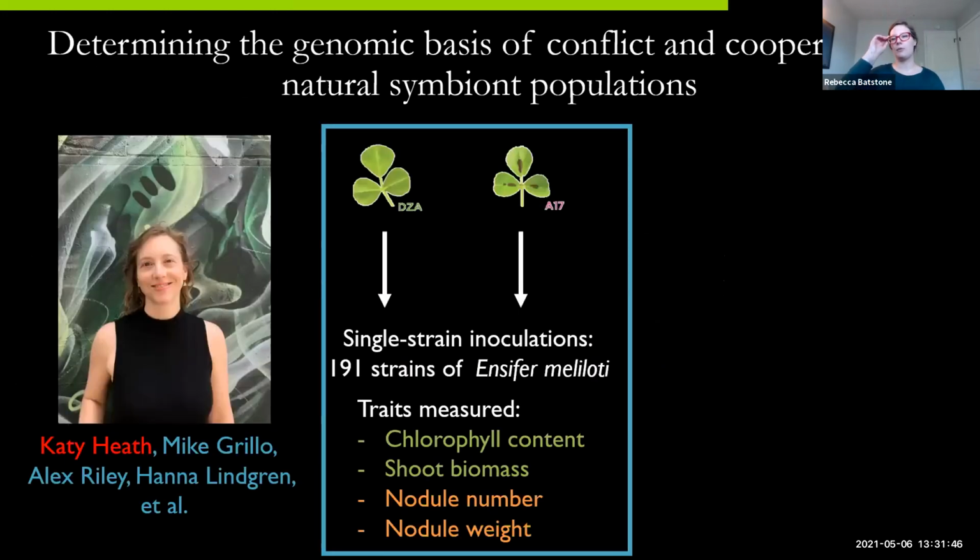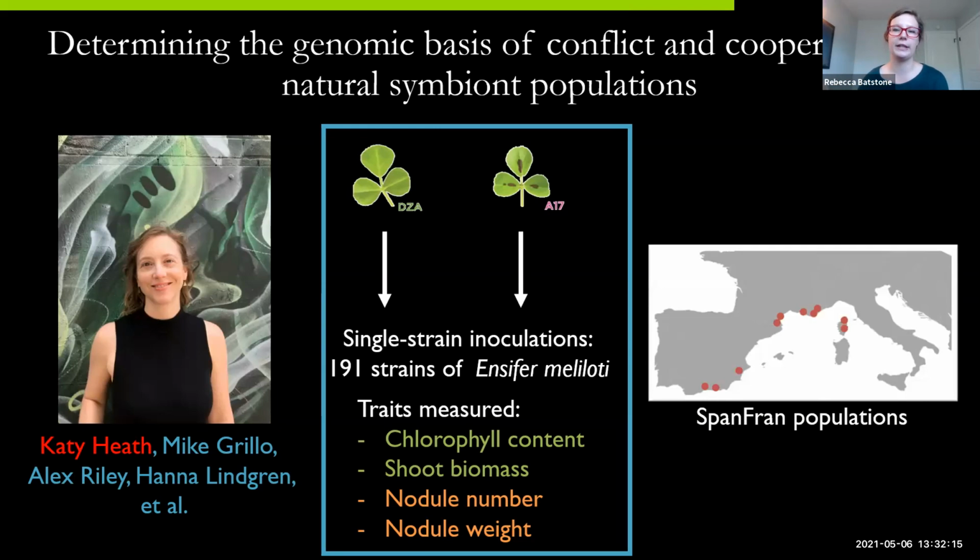Okay, so to get at whether fitness conflict or alignment is more prevalent within natural populations of rhizobia, I utilized data from two massive projects. First was a single inoculation experiment conducted in Katie Heath's lab, who's pictured to the left if you don't already know her. This involved 191 strains of Ensifer meliloti that were paired with two host legume genotypes. These isolates were originally collected from natural populations spanning Spain to France, which is the native range of the legume host Medicago truncatula.